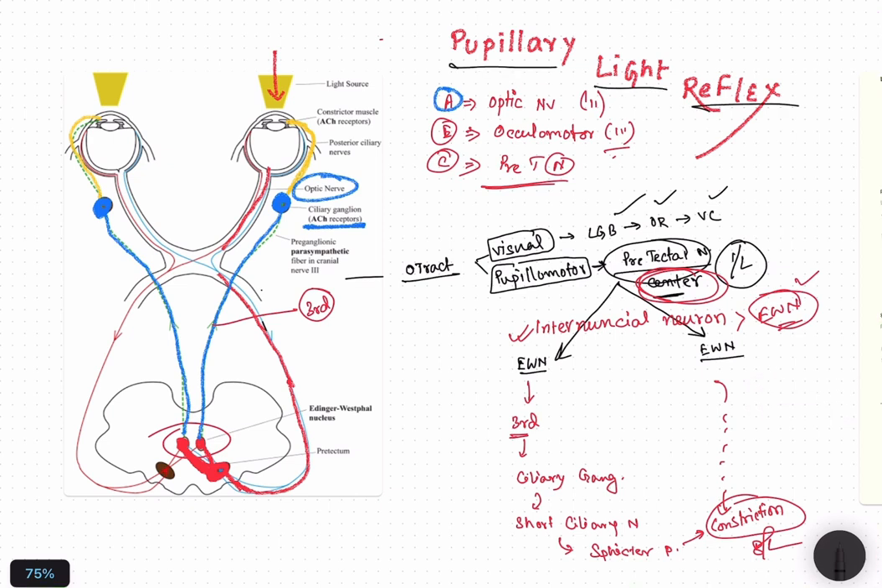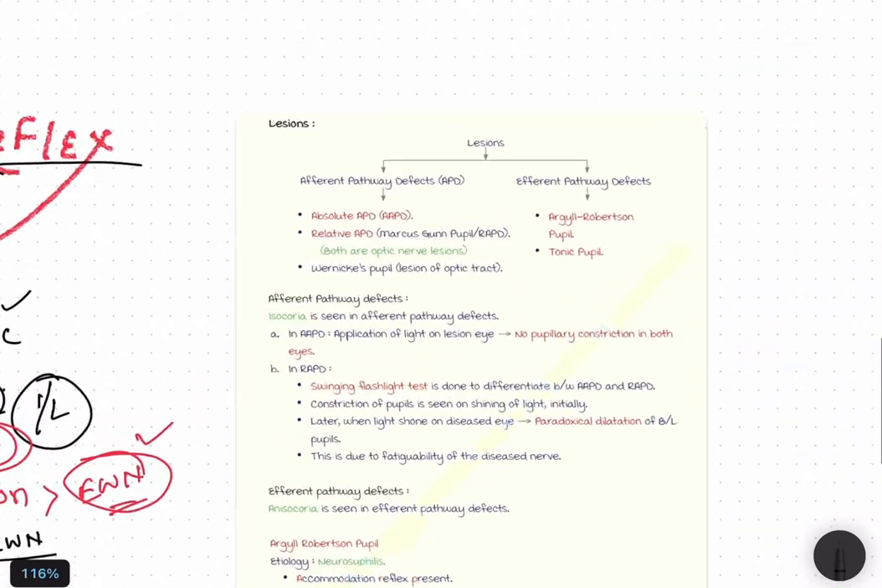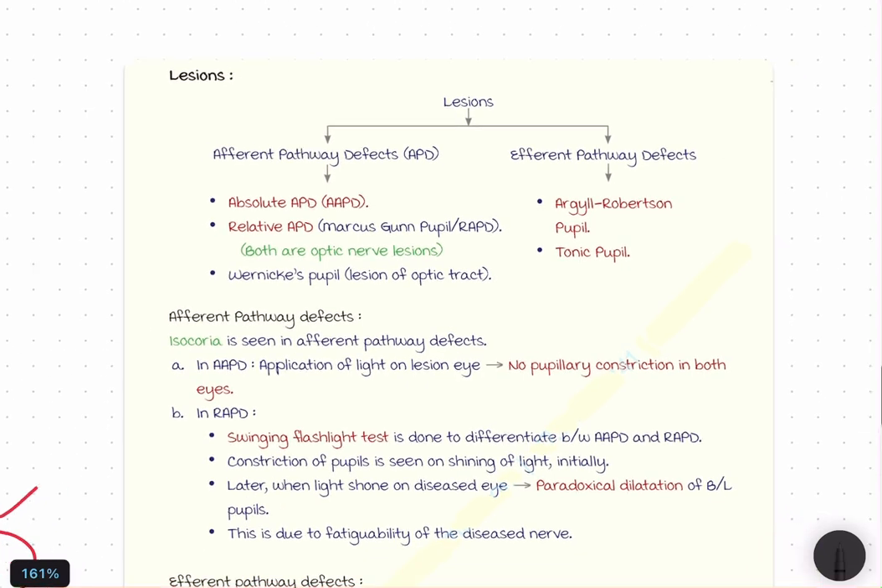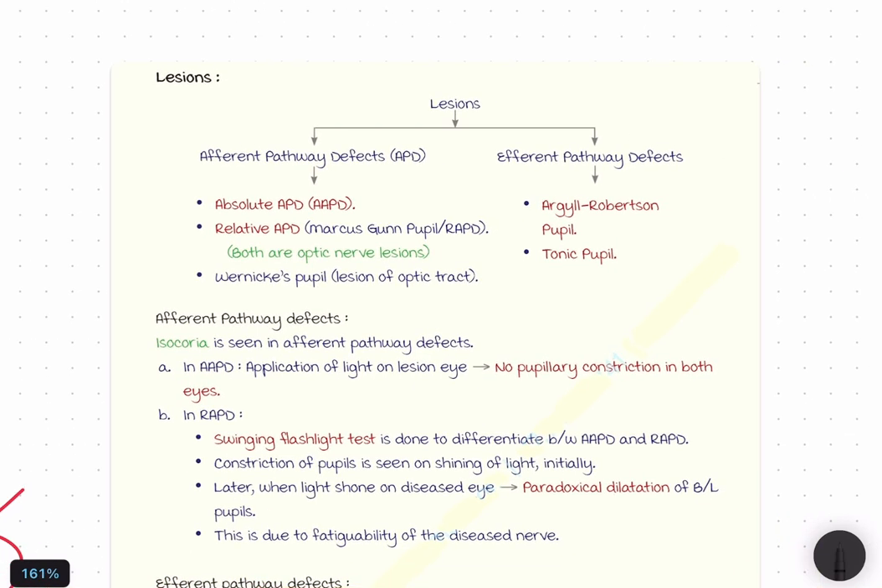So after understanding the pupillary light reflex, and the difference between the pupillary light reflex and the visual pathway, now we are going to learn various lesions involving the pupillary light reflex. Okay, so here we go. The lesions may affect the afferent pathway, or the efferent pathway. We have something known as afferent pathway defects, known as APDs. So we have AAPD, that is absolute afferent pathway defect.